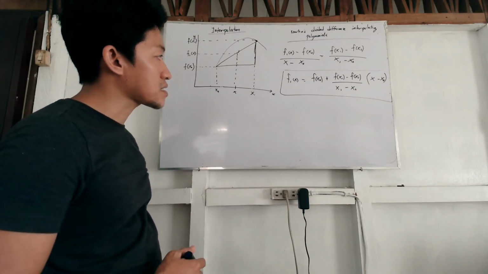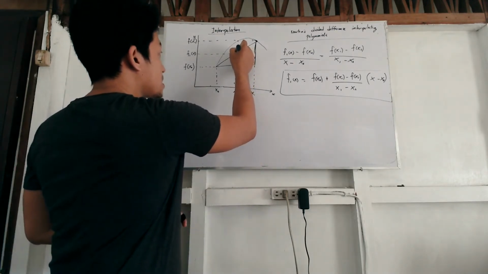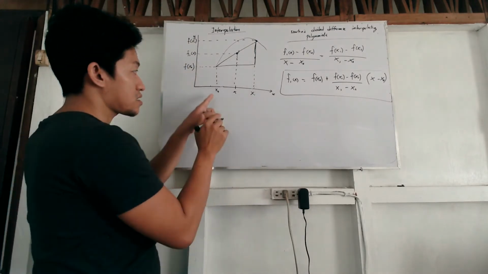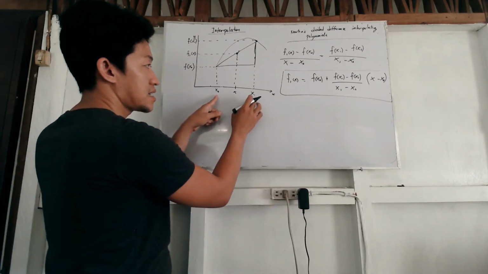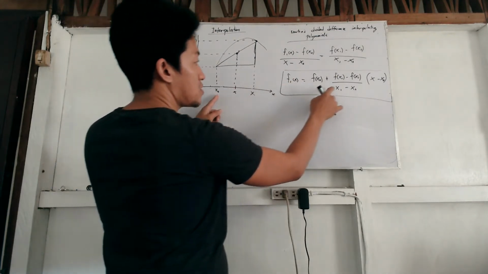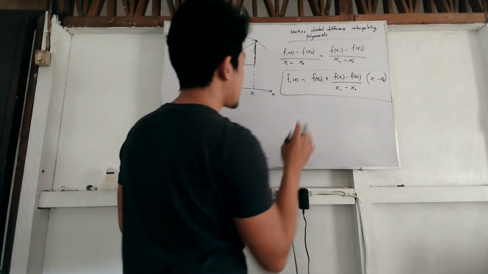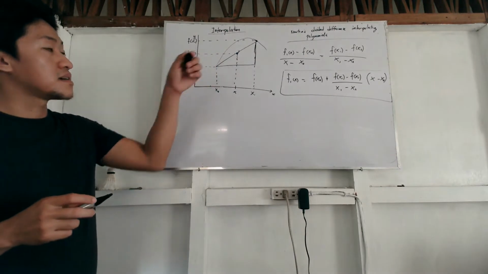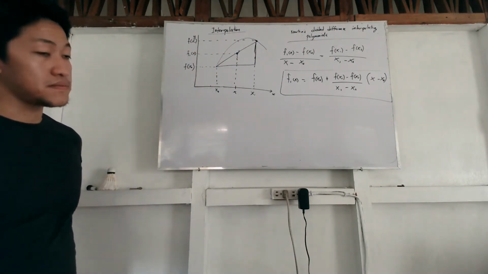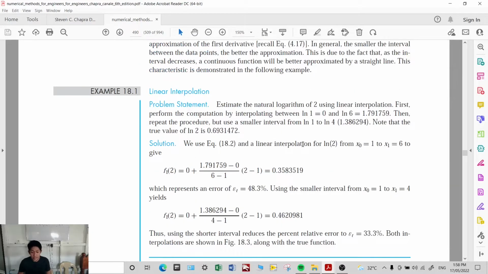To get the intermediate value, you need 2 points, x sub 0 and x sub 1. So you get the y value for x sub 0 and the y value for x sub 1, and you can now get the value for the middle portion. So let's have an example on how to use linear interpolation.